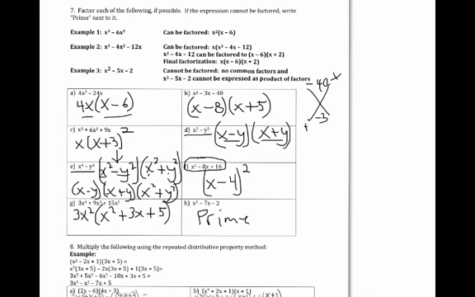For G, we have x squared that can be factored out of all three of these terms, and we also have a 3. So we end up with 3x squared. What's left is x squared plus 3x plus 5. That can't be further factored because there are no two numbers that multiply to 5 and add to 3, they don't exist, so that can't be factored. Similarly, x squared minus 7x minus 2 cannot be factored at all, so that is what we call prime.